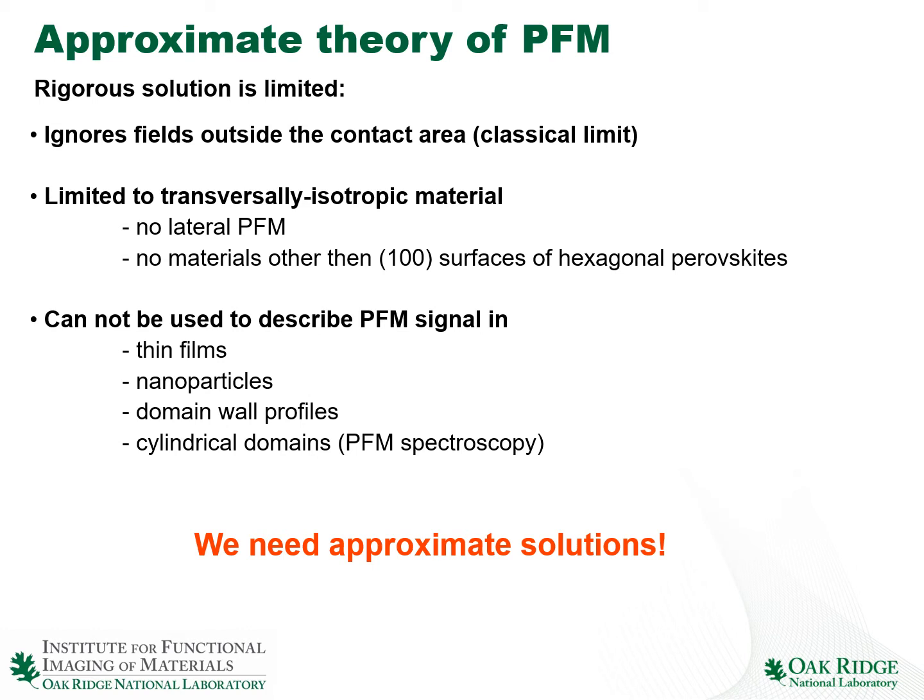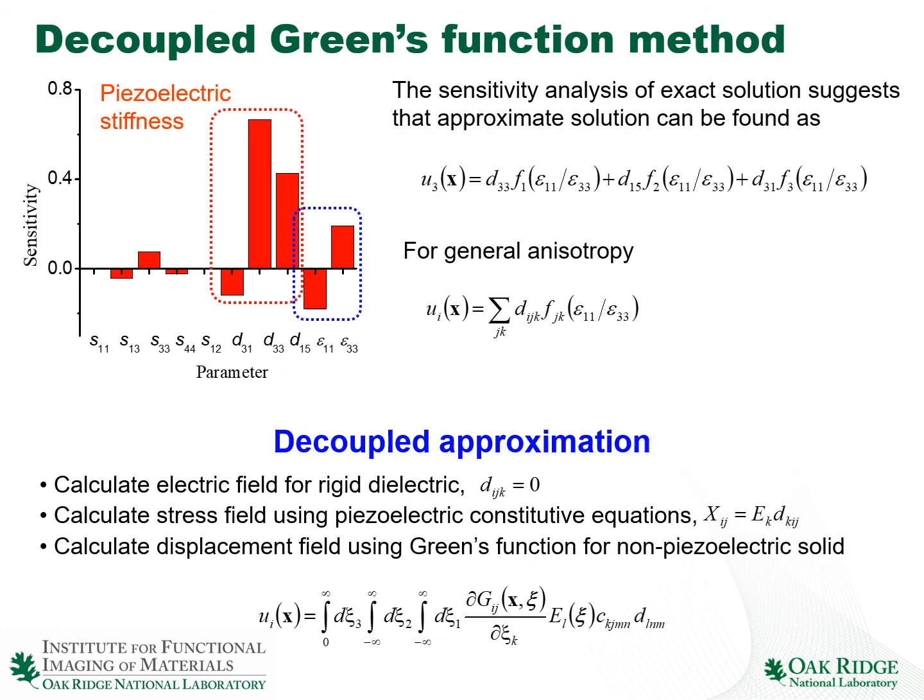It also cannot be used to describe the PFM signal in thin films, nanoparticles, domain walls, cylindrical domains, and so on and so forth. So in other words, it's an exact solution, but it is useful only to calibrate our measurements, and it doesn't allow us to describe anything interesting. So we need the approximate solutions. How are we going to find them?